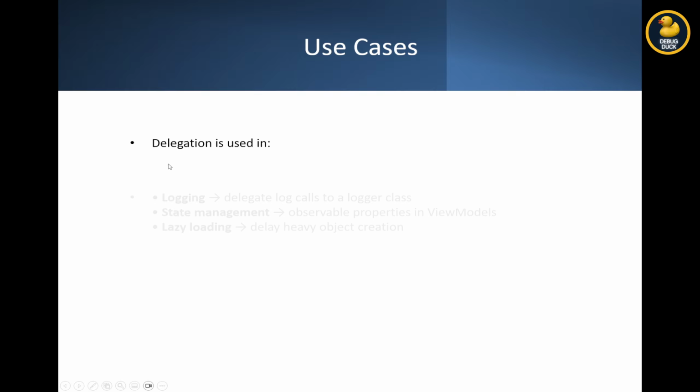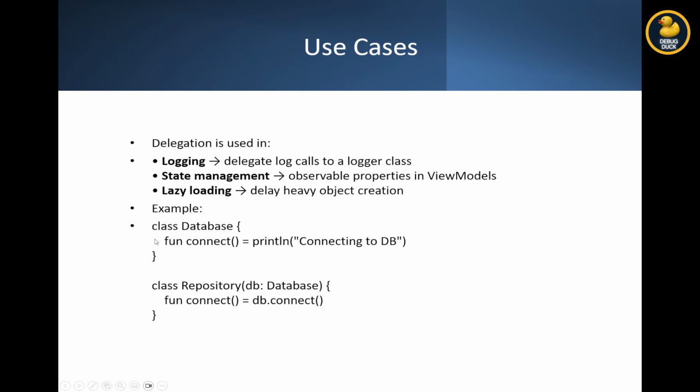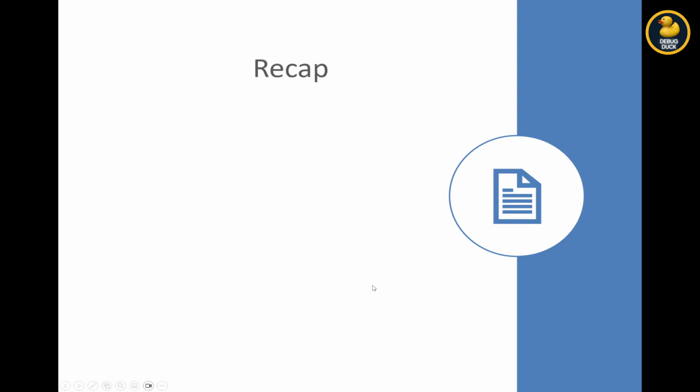The use cases: delegation is used in logging, delegating log calls to a logger class; state management, observable properties in view models; lazy loading, delaying heavy object creation. For example, class Database contains a function connect that prints a message, and the class Repository which takes an instance of Database and has function connect equals database.connect. This could be simplified using delegation patterns.